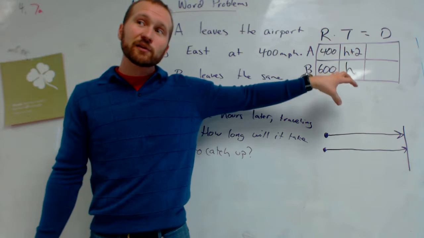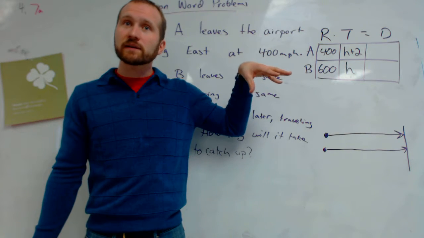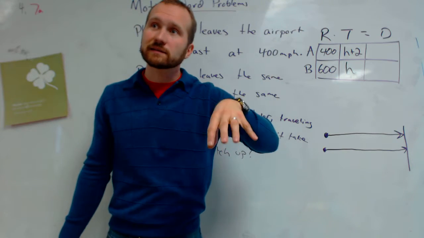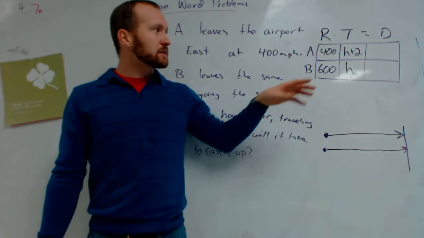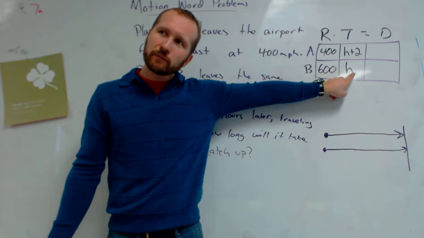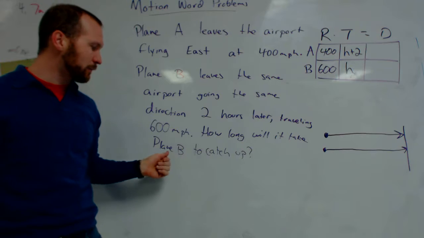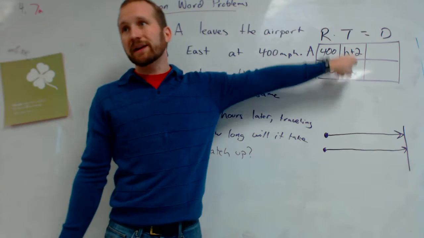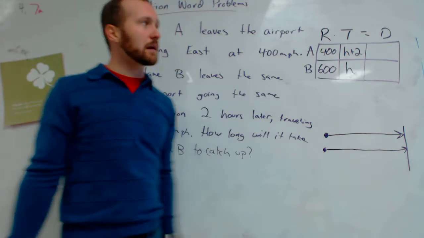If I set it up the other way, there's one last final step where I have to say, oh, wait, but plane B went for 2 hours less. So I have to do H minus 2 at the end. So usually you're going to want to set it up so that your variable is the actual answer you're looking for, which in this case is how long will it take B to catch up. So B is H, which makes A 2 hours more than H. It's been going 2 hours longer.